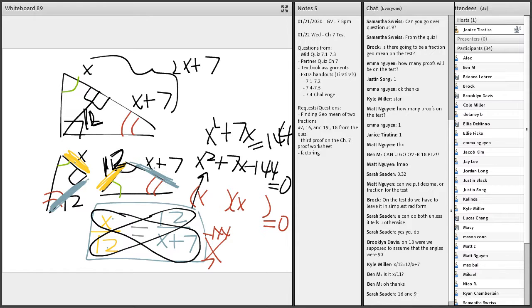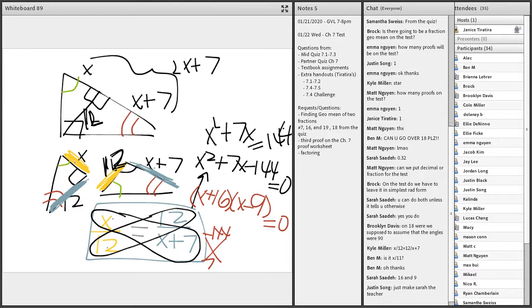So 144 and 24 and 6, 16 and 9. Thank you. There it is. So 16 and 9 work. One of them has to be negative. Looks like the 9 has to be negative. And then from there, our two answers are x equals negative 16 and x equals 9. These are your two answers.